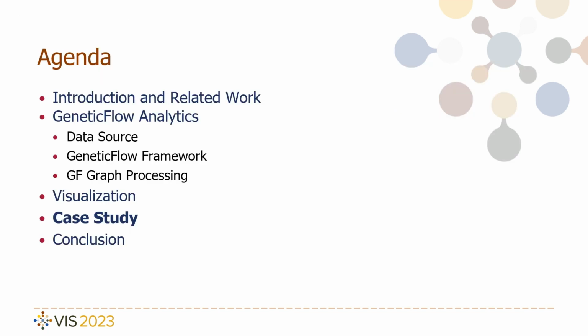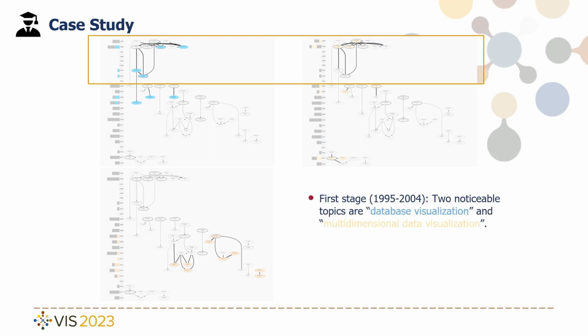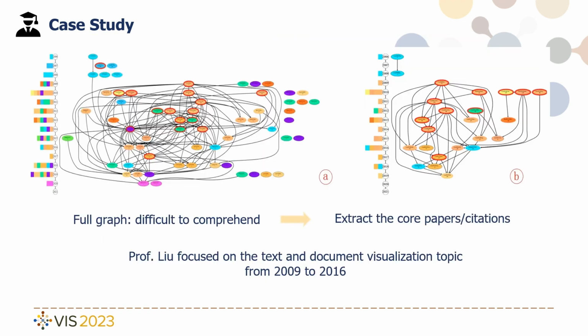We show the cases using GF visualization. First, on Professor Daniel Keim's GF profile, 2 stages are detected. The first stage is from 1995 to 2004, where his early years' work is highly influential. 2 noticeable topics are database visualization and multi-dimensional data visualization. In the second stage, his peak publication time from 2004 to 2013, the research focus shifted to information visualization on multiple data types. In another case, we study Professor Xiao Li's GF graph.